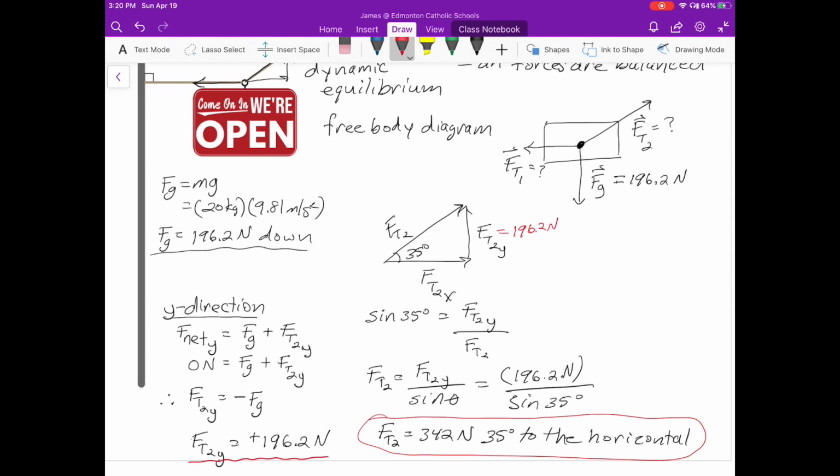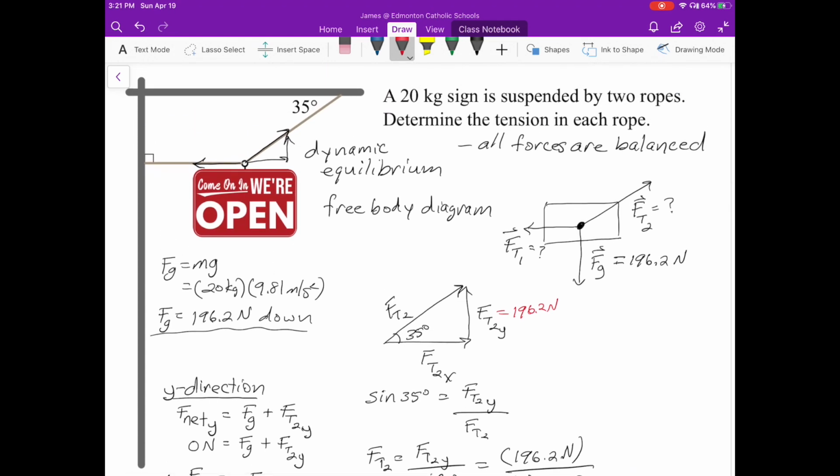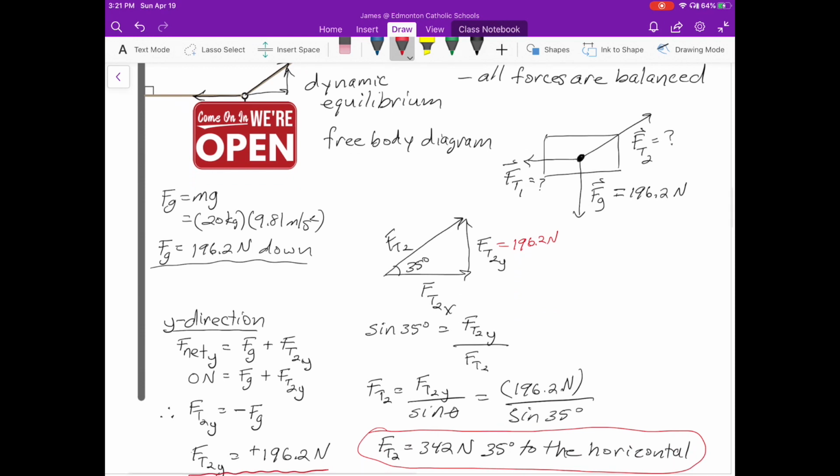So now we've dealt with the y direction. Forces in the y direction are balanced. One force pulling down, one force pulling up. We can do the same thing for the x direction. There's one force on this thing pulling to the left, that is FT1, and there's one force pulling to the right, which is the x component of FT2.